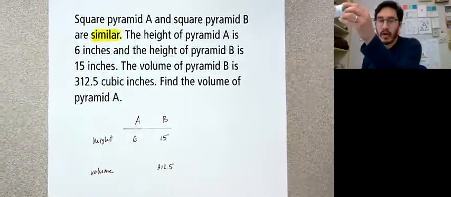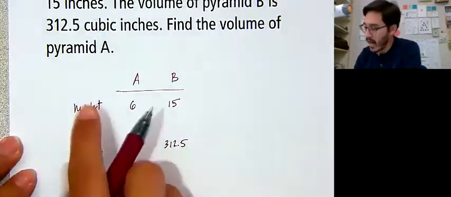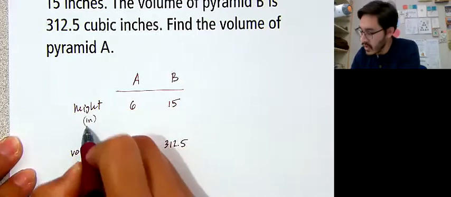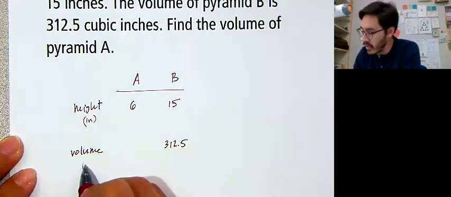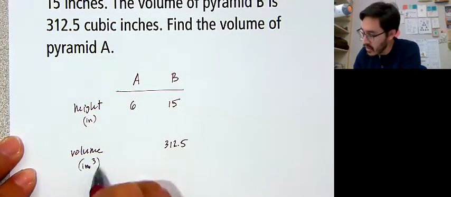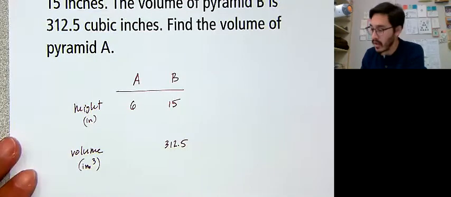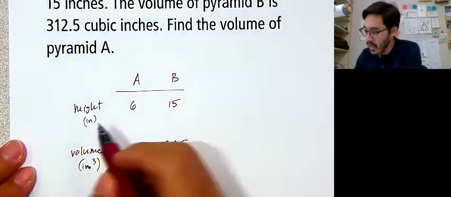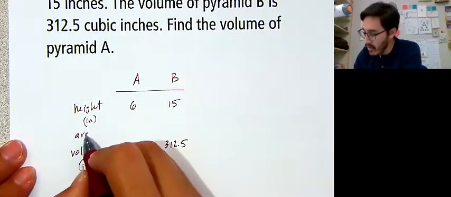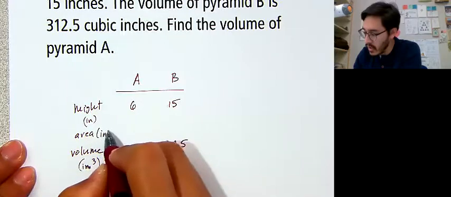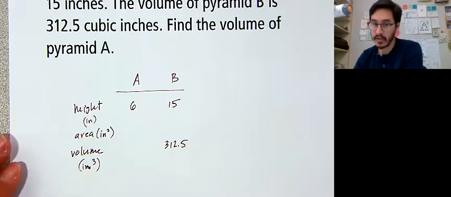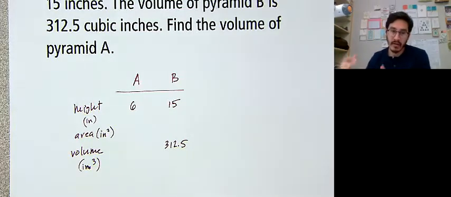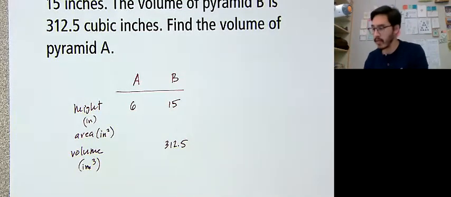So here's the deal. Height was measured in inches; it's a one-dimensional measurement. Volume was measured in inches cubed, cubic inches; it's a three-dimensional object measurement. And we could throw in area as well. Area would be measured in inches squared because it's a two-dimensional object. So when we go from height to area to volume, we're increasing the dimension each time.